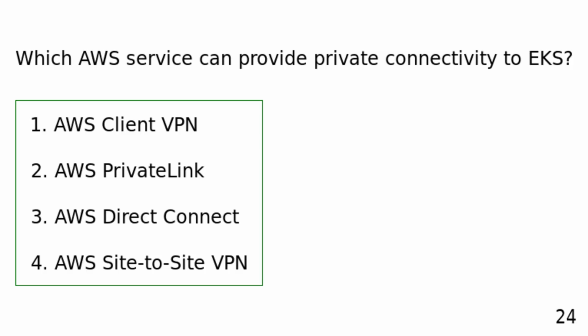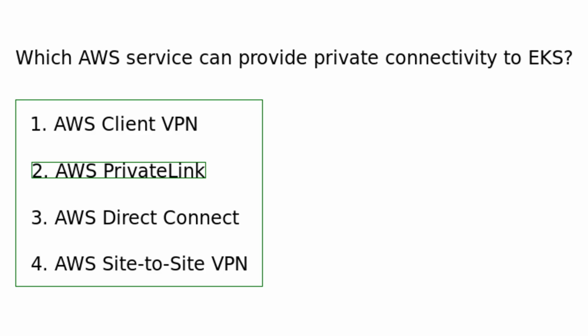Which AWS service can provide private connectivity to EKS? AWS Client VPN, AWS PrivateLink, AWS Direct Connect, AWS Site-to-Site VPN. AWS PrivateLink allows you to access the EKS API server privately without using the public internet.